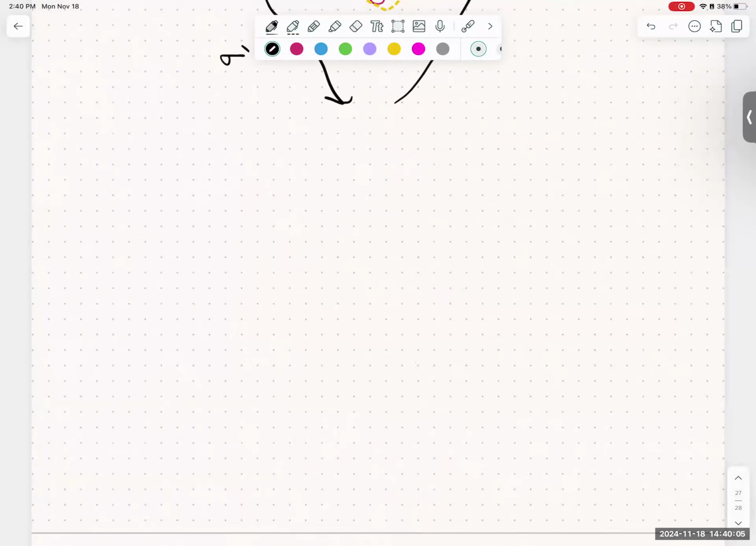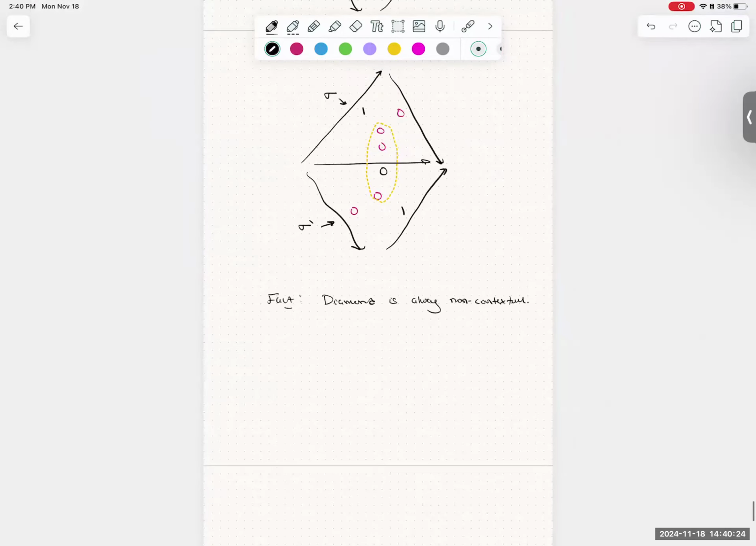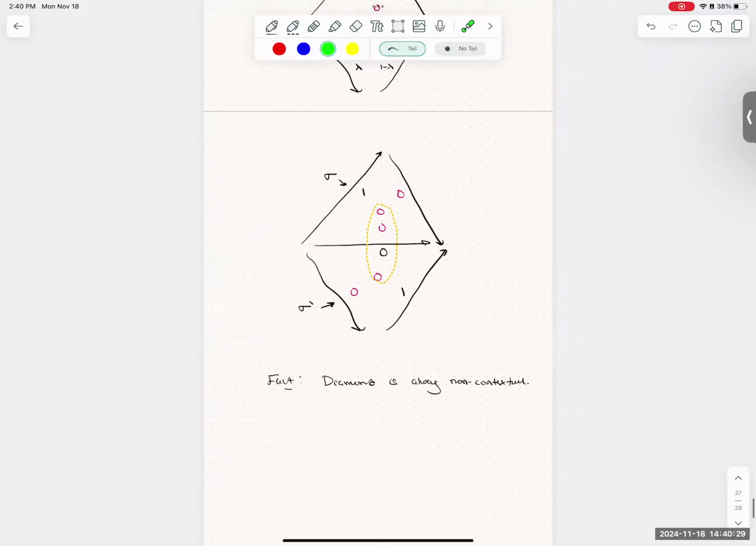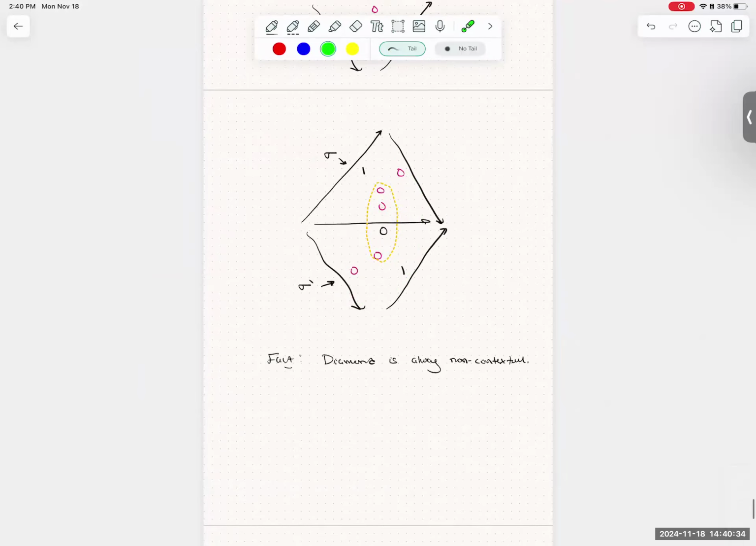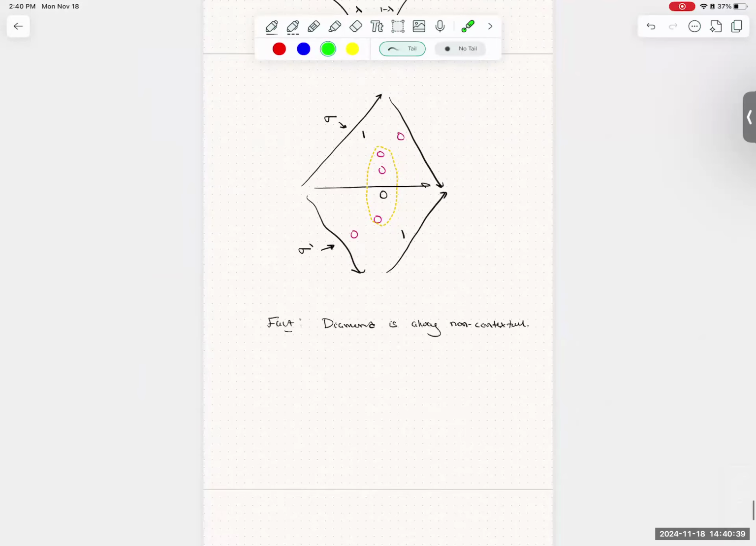And in fact, maybe Aziz will prove this next time. Fact: the diamond is always non-contextual. So it's going to be the case that no matter which way we solve these 5 zeros for this case, it will always be a deterministic distribution. So that is, the probabilities will always be 0 or 1. And so we call that non-contextual.